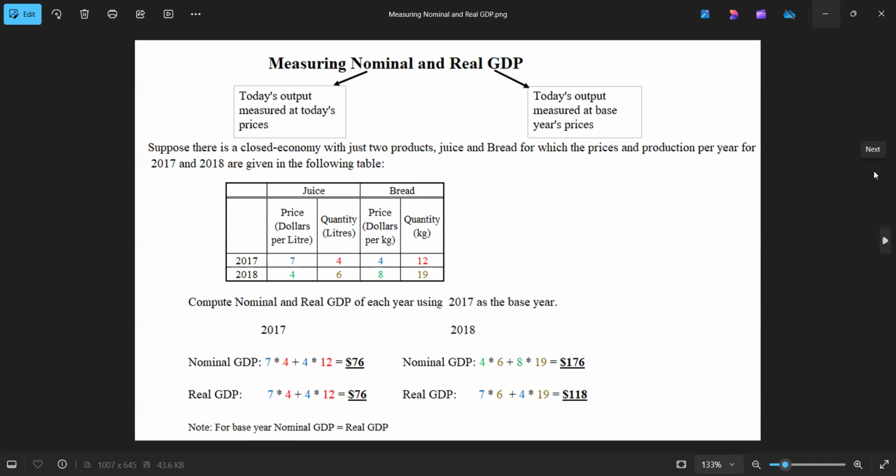So when we're computing real versus nominal GDP, for nominal GDP, we're always going to make use of current year quantity and current year prices. But for real GDP, while we're still using current year quantities, the prices that we're going to be using are for a base year that we always define when we're computing real GDP. So that is why changes in real GDP would reflect changes in quantities, while changes in nominal GDP would reflect both changes in quantities as well as changes in prices.